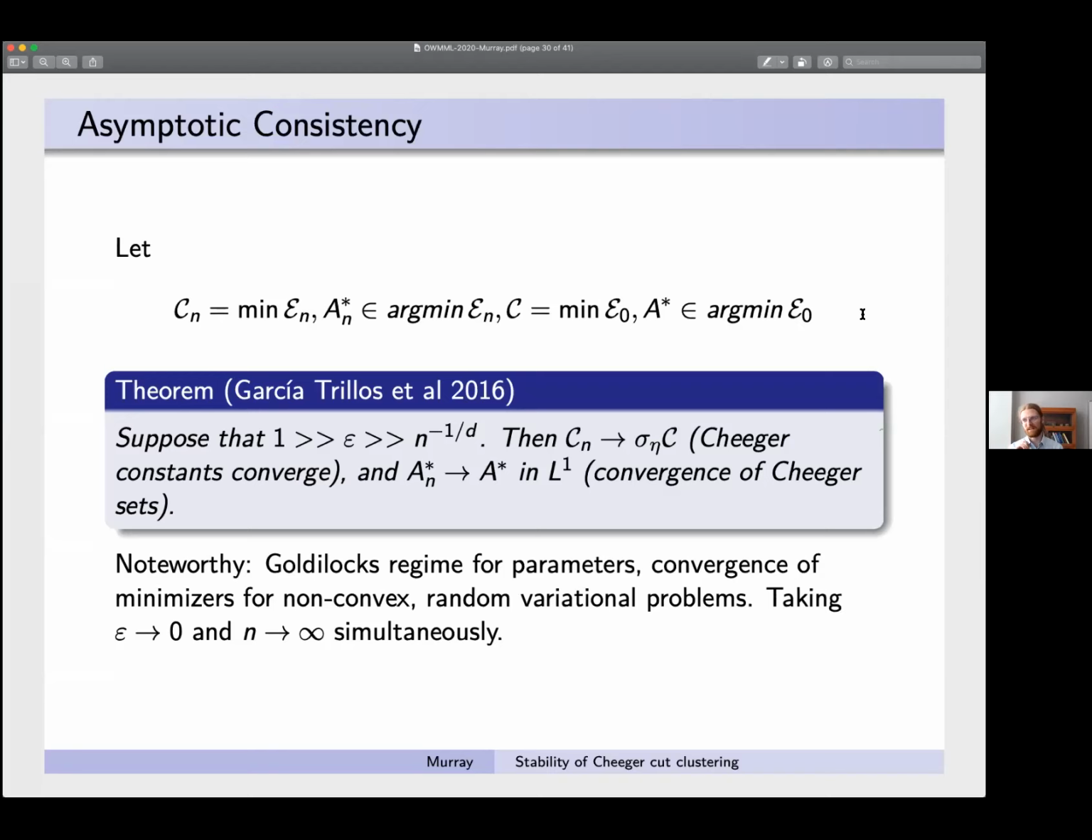There's a fairy tale that gets told about Goldilocks, who didn't like the porridge too hot or too cold, but just right. And here this epsilon tells us what just right is. In addition, we're talking about the convergence of minimizers for these non-convex random variational problems, and we're taking both epsilon to 0 and n to infinity simultaneously. So we've said quite a lot about this Cheeger problem, which a priori sounds pretty scary. It's this non-convex random variational problem.